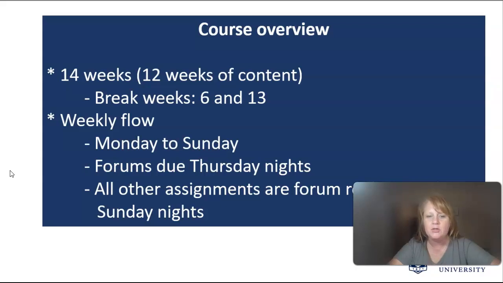Some assignments are due midweek, such as forums, which are due Thursday nights at midnight. That's your initial forum post, due Thursday at midnight, and that allows your peers to read and have time to comment on your post by the end of the week, or Sunday. All other assignments are due, for example forum replies, on Sunday nights at midnight, just so you are aware of that.